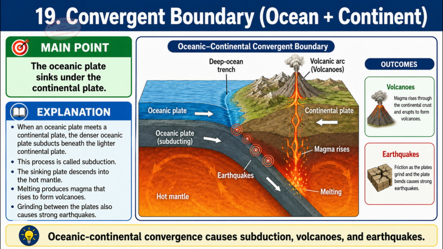When an oceanic plate meets a continental plate, the denser oceanic plate bends and sinks beneath the lighter continental plate, a process called subduction. As the sinking plate descends into the hot mantle, it melts, and this magma rises to form volcanoes, while the grinding between the plates triggers powerful earthquakes.